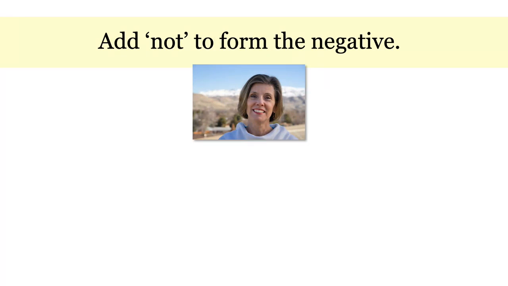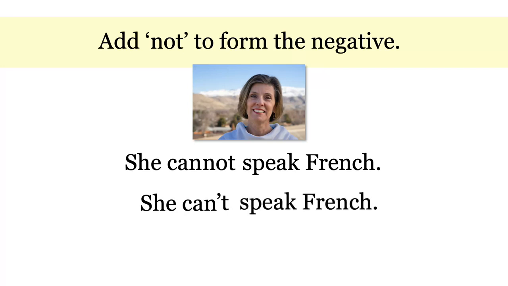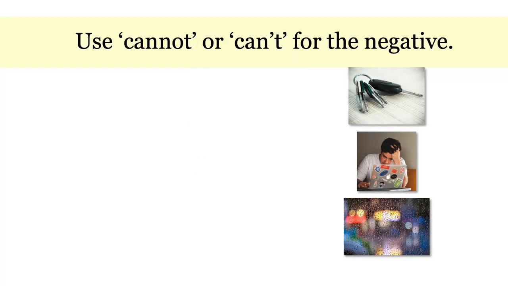You know, we add not to form the negative, so we have she can. We add not, we have she cannot speak French. And notice cannot is one word. To make the contraction, we just have an apostrophe T. She can't speak French. Use cannot or can't for the negative.